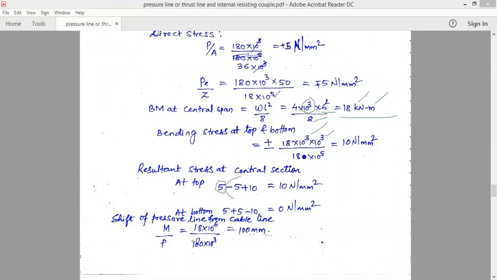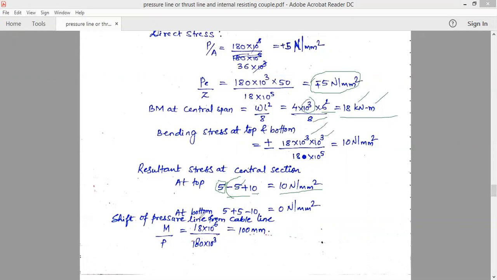This minus 5, as I have written here, it is minus 5, because top fibers, due to the eccentricity, will be having tensile stress, and bottom fibers will be having the compressive stress. So minus 5 it is. And bending stress due to the external load, top fibers plus 10 Newton per mm square and bottom fibers minus 10 Newton per mm square. So on calculating this, the 5 cancels, it is 0, so the remaining thing is 10.